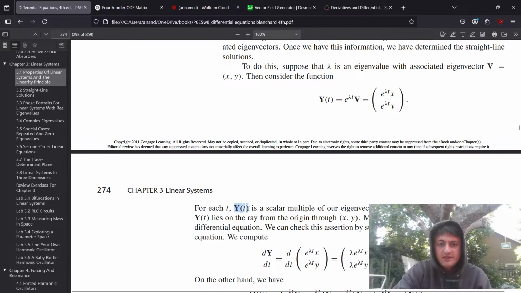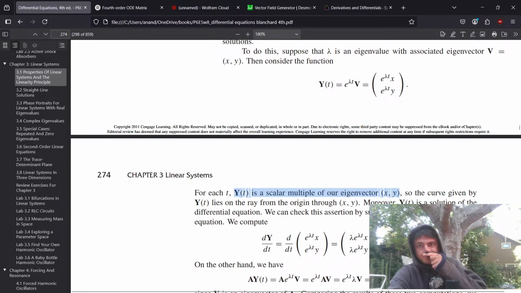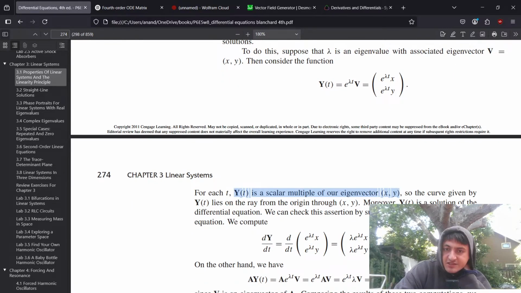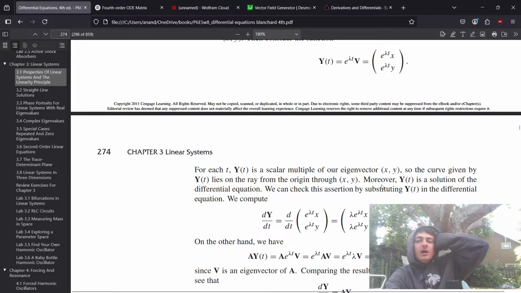For each t, y of t is a scalar multiple of our eigenvector. So the curve given by y of t lies on the ray from the origin through xy. Right, because this is a scalar, so it has to stay on the line. It's collinear. Okay, so moreover, y of t is a solution of the differential equation.